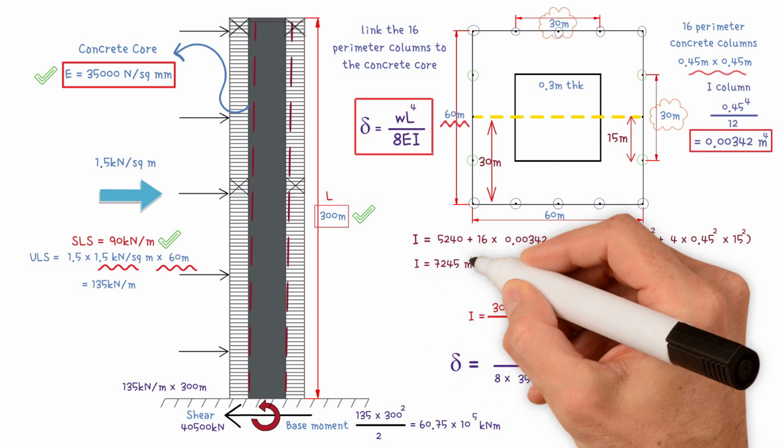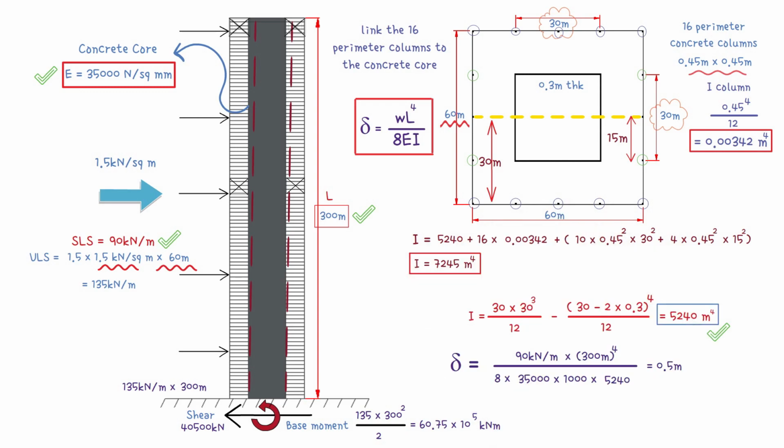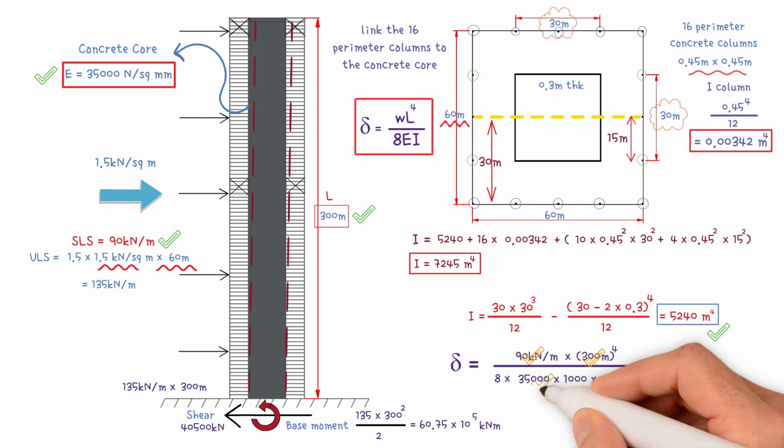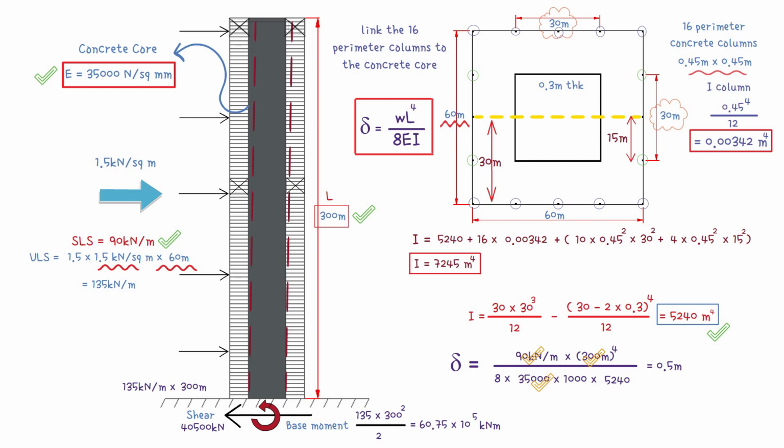7,245 meters to the power of 4. Therefore, the deflection would be 90 kilonewtons per meter, times 300 meters to the power of 4, divided by 8, divided by 35,000, divided by 1,000, divided by 7,245. This gives us a value of 0.36 meters.